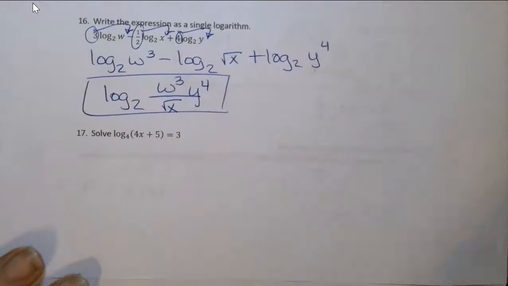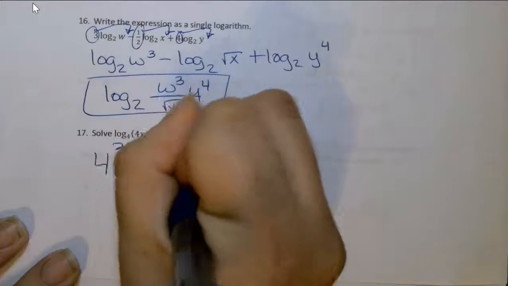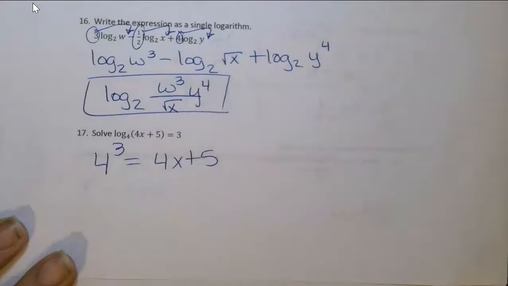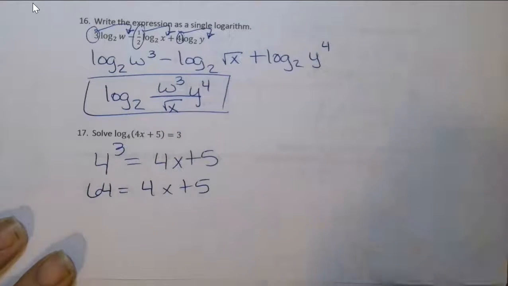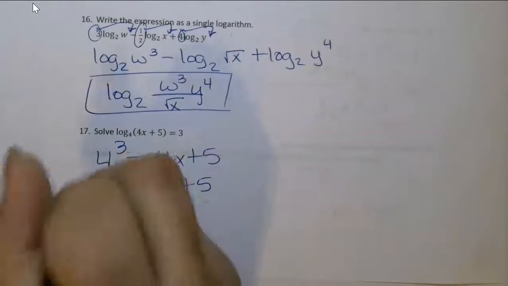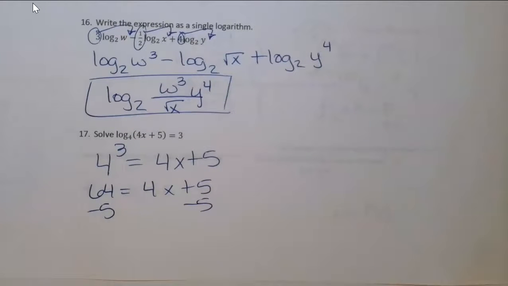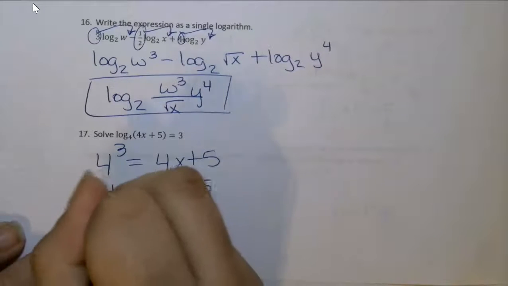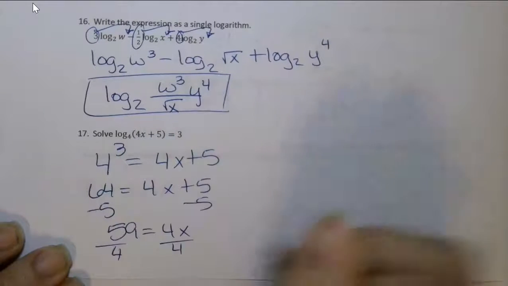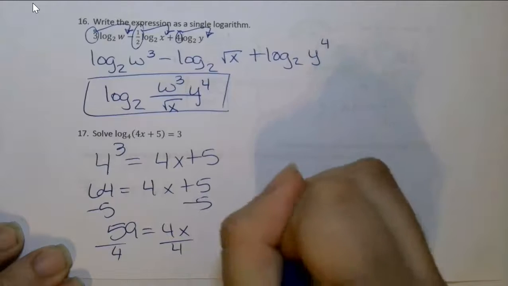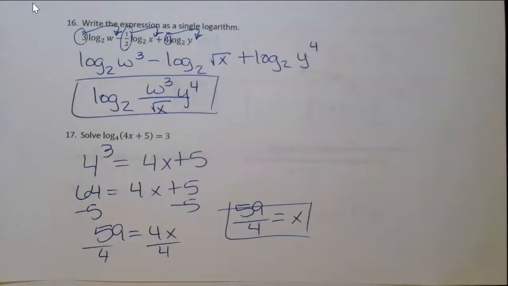Number 17 wants me to solve, so I'm going to start by turning it back into an exponential equation. I have 4 cubed equals 4x plus 5. 4 cubed is 64. And then I want to go ahead and subtract 5 on both sides. 64 minus 5 is 59. Equals 4x. Divide by 4 on both sides. I am going to leave it as a fraction. I don't know if Alex asks for it as a decimal, but you can divide if it does.